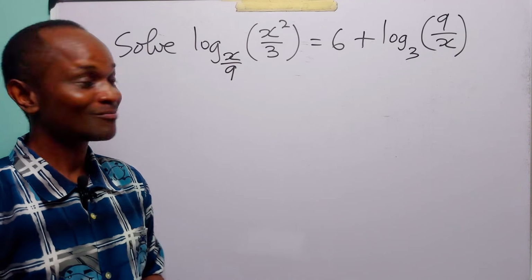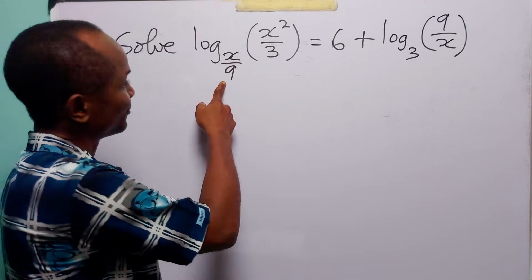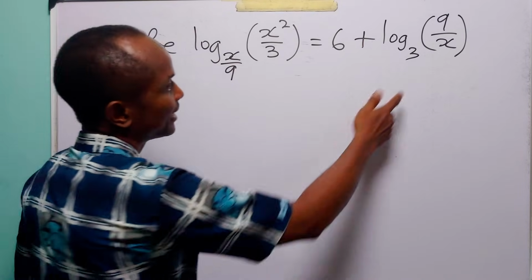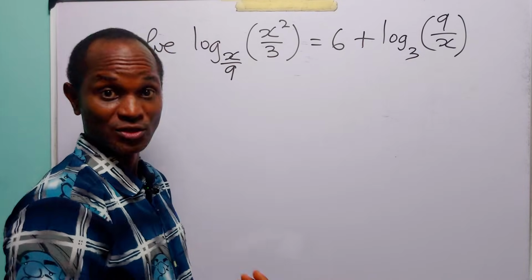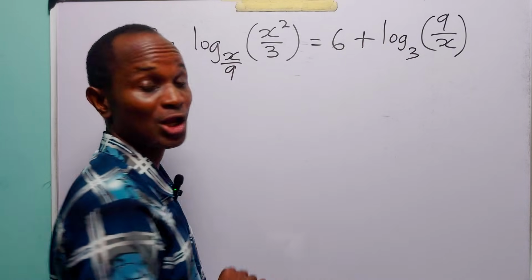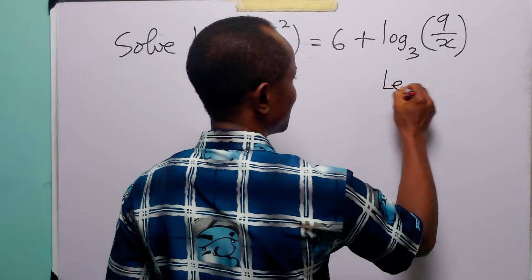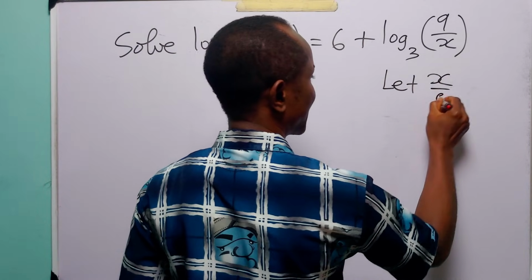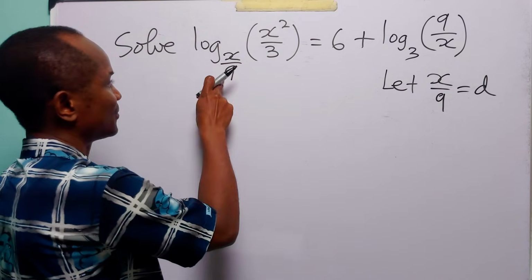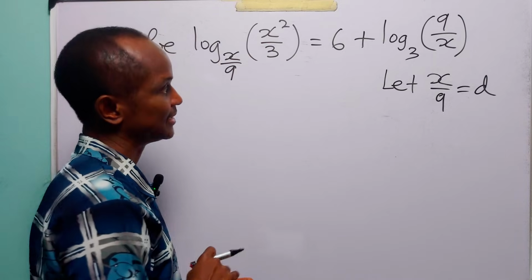Hello and welcome. When you look at this logarithmic equation, you'll notice that here we have x over 9 as the base of that logarithm. And here we have 9 over x, which of course is the reciprocal of this, as the argument of this logarithm. Now, to make life easy for ourselves, let x over 9 be equal to the letter d. That means that here we have d and here we have 1 over d.